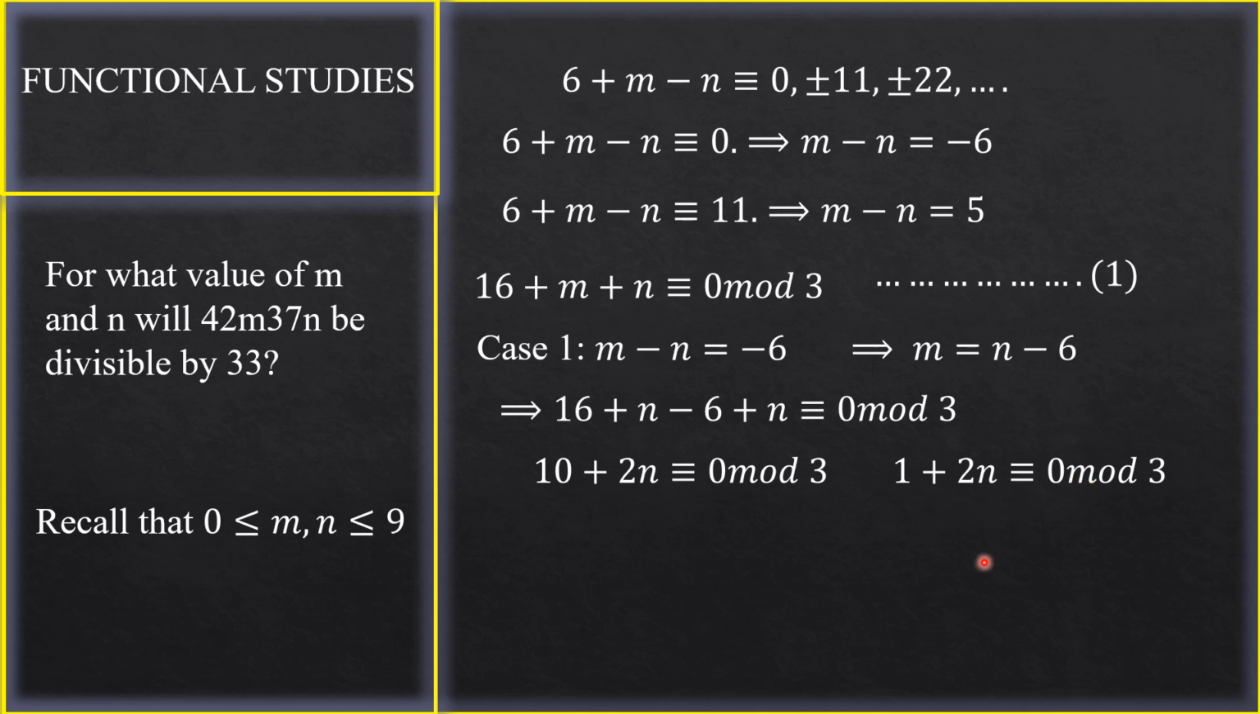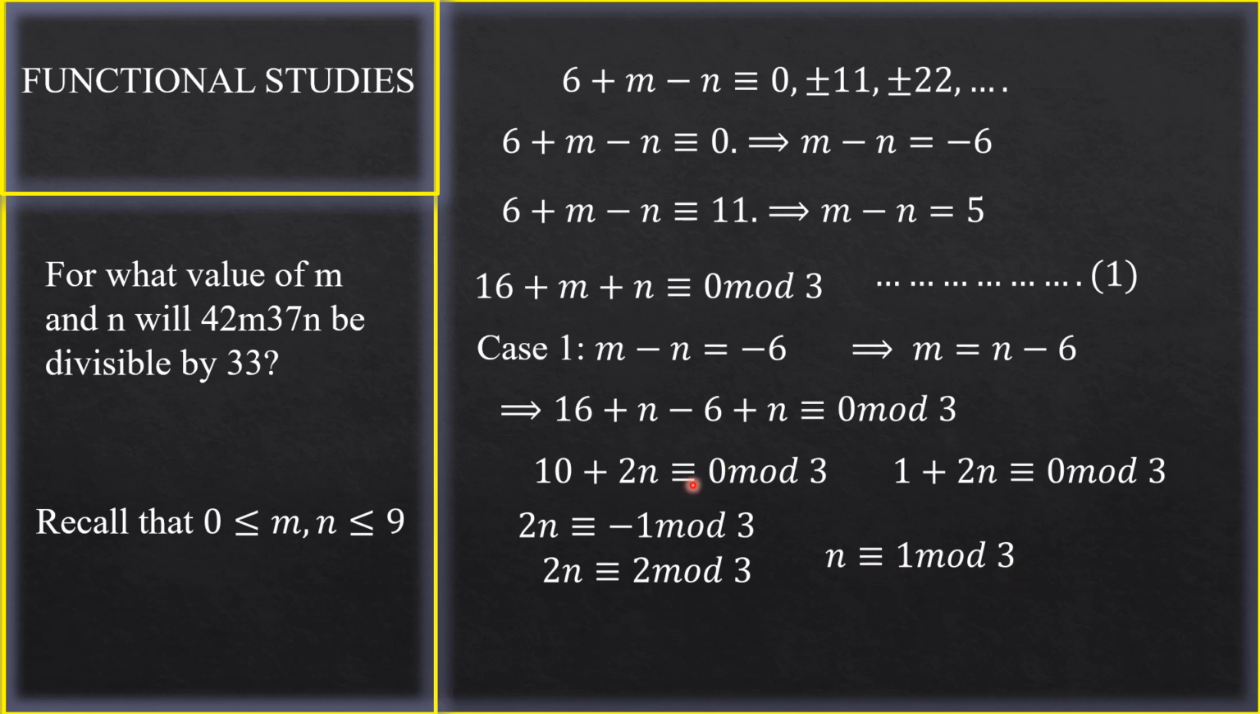Finally, from here, this 1 can cross over, so that I'll have 2n congruent to negative 1 mod 3. And when you have a negative number in a particular modulus, you can add positive multiples of that modulus so that the number becomes positive. So when you add negative 1 plus 3, you have 2. So 2n is congruent to 2 mod 3. And clearly you can see that this can cancel out. So n is congruent to 1 mod 3.